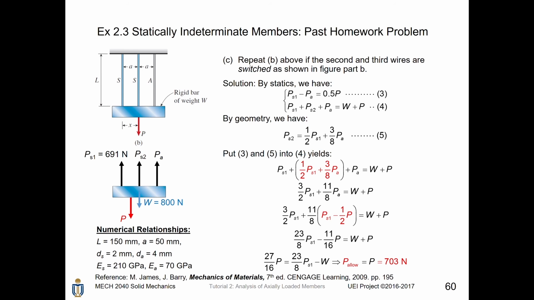Actually, at this moment, we have 3 equations to solve. Recall that our ultimate goal is to find the allowable load P. Therefore, for those 3 equations, we solve for P. Do a lot of substitutions and calculations. You will eventually get P equals 703 newtons.